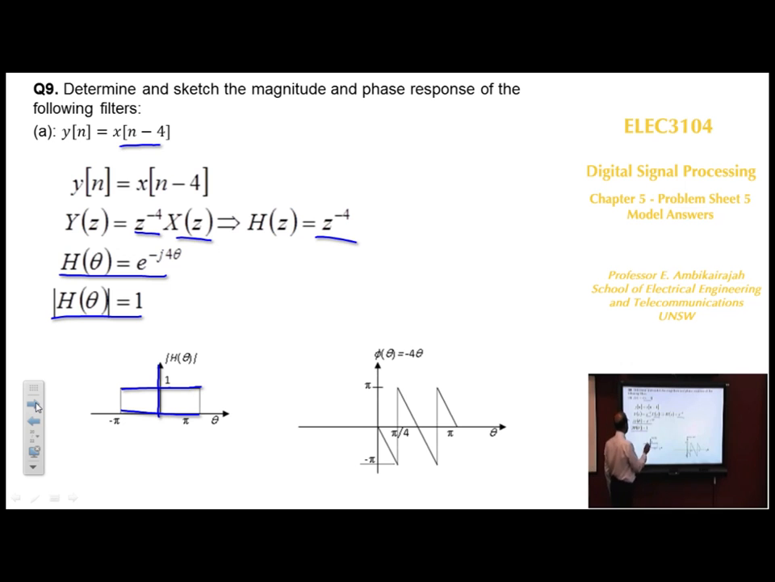Now the question is phase. Phase theta is equal to minus 4 theta. So you're going to substitute theta equals 0. It's a minus, so you go minus 4, and you keep going. You will find at theta equal to pi over 4, it will reach pi. That's the maximum it can go, and then it can't go any further according to our plot.